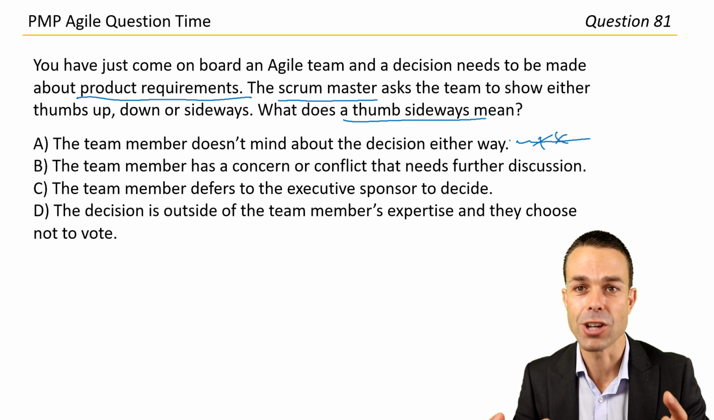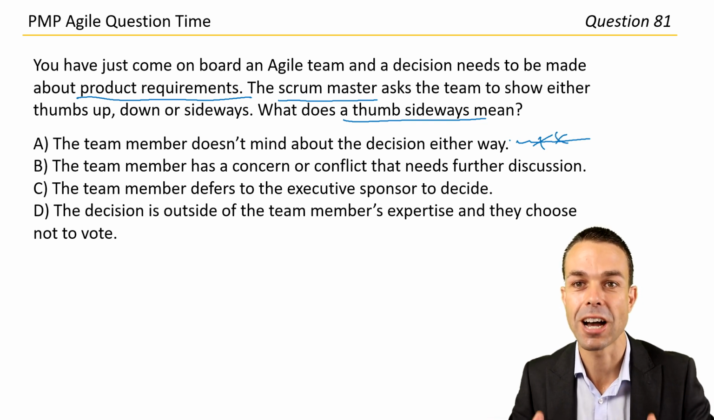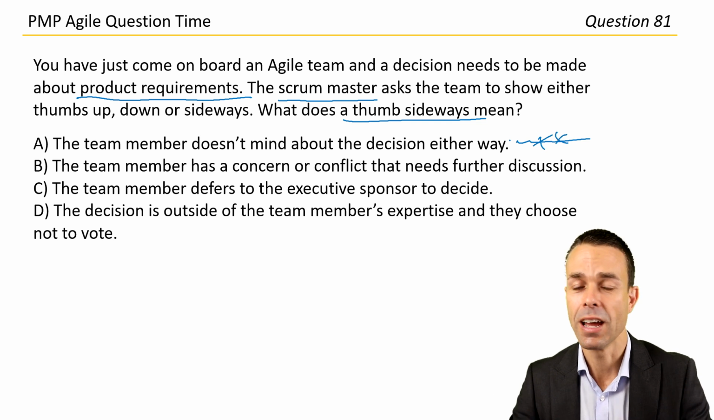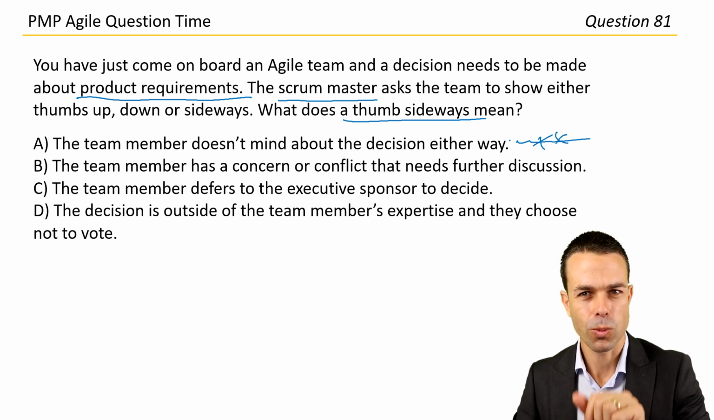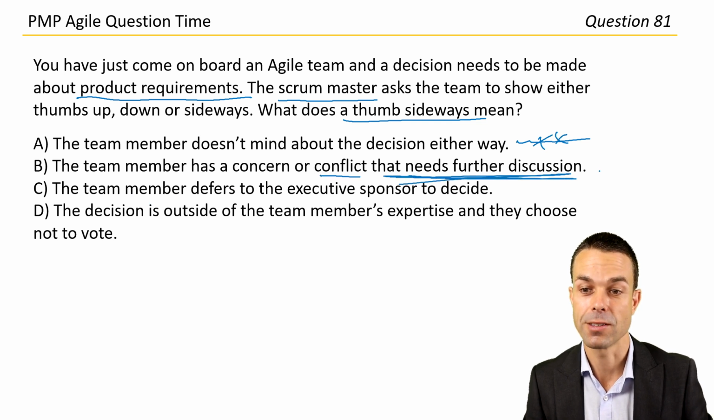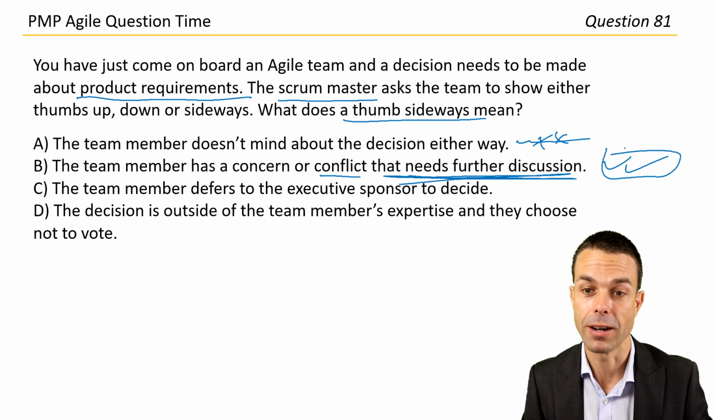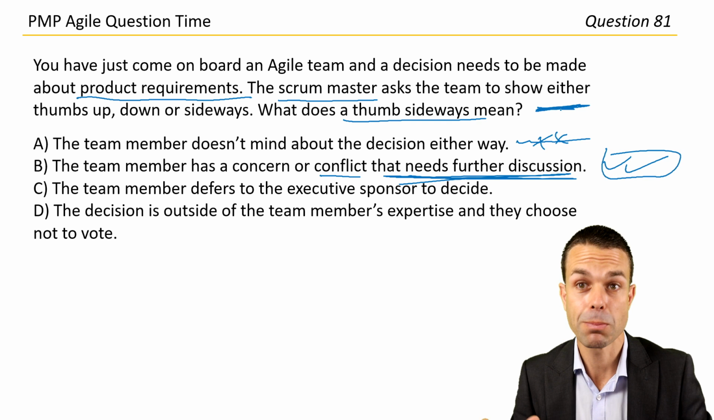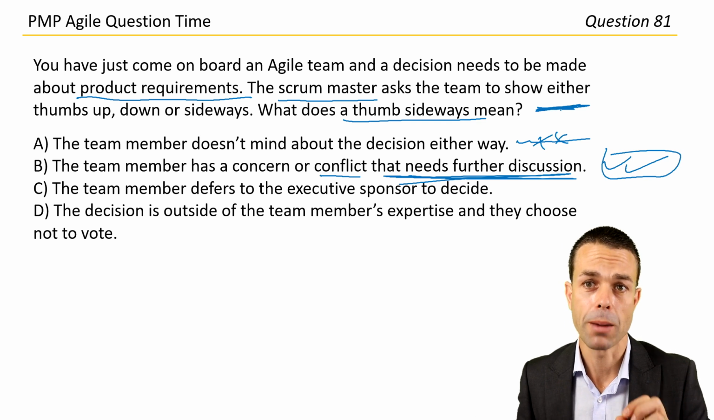The power behind Agile is interactions, remember. It's discussion and getting answers quickly, not waiting. So this is why this is really important. The team member has a concern or conflict that needs further discussion, and this is the most powerful part behind this method that we're using here. Very simple method, deceptively simple, but also extremely powerful.